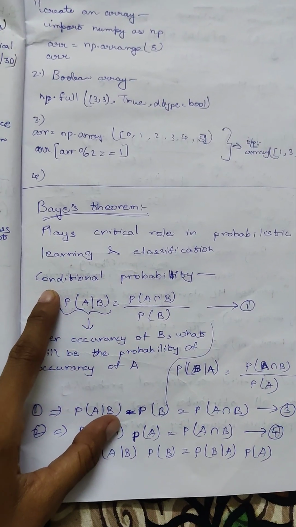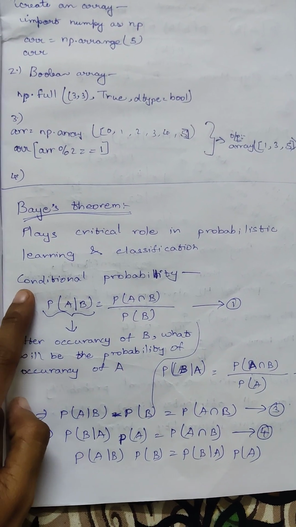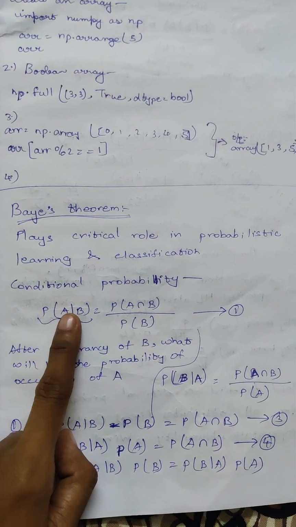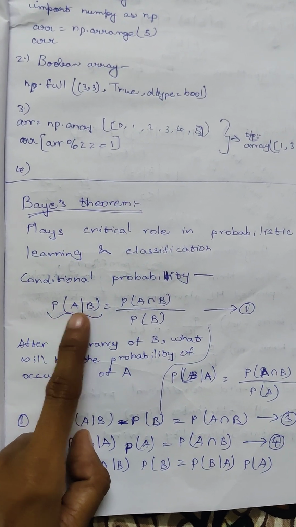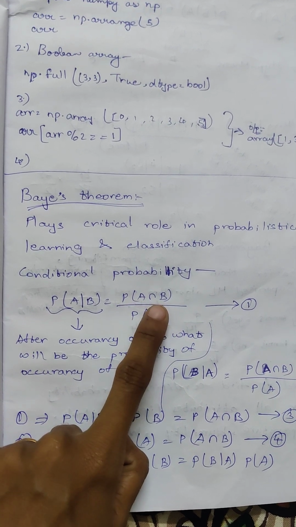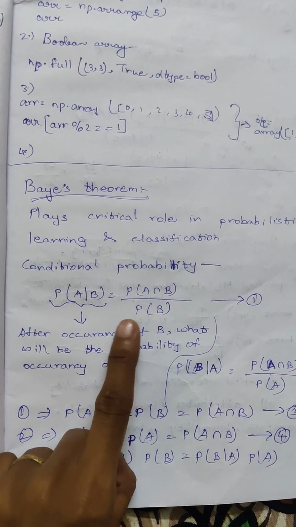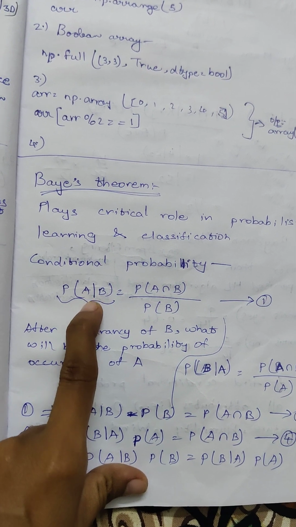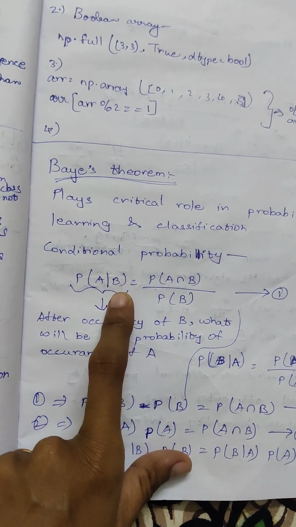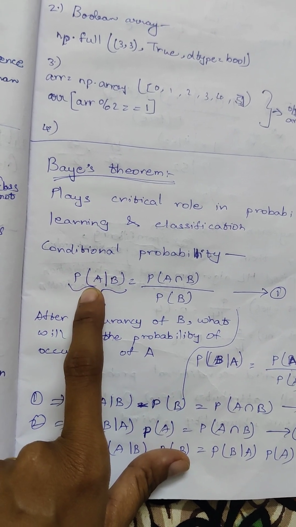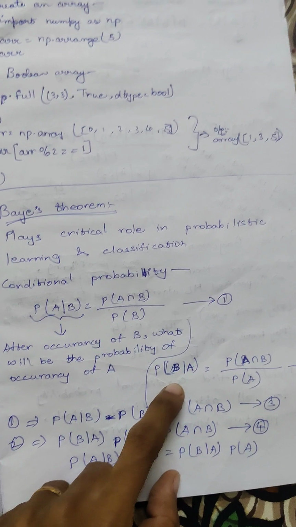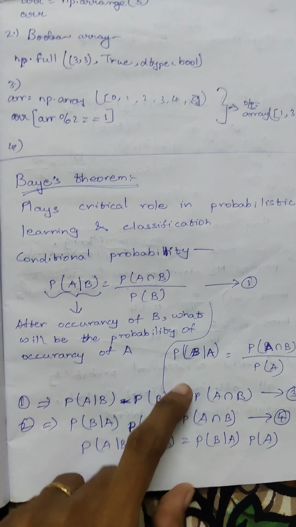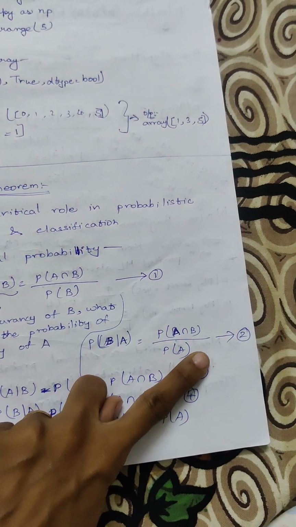Okay, then an important term here is conditional probability, which is P of A given B. You need not pronounce it as A divided by B. You need to pronounce it as P of A given B is equal to probability of A intersection B divided by P of B. From this expression we can conclude that we can find, after the occurrence of B, what is the probability of occurrence of A. We can also write it for after the occurrence of A, what is the probability of occurrence of B, and we can keep this formula as 1 and this formula as 2.